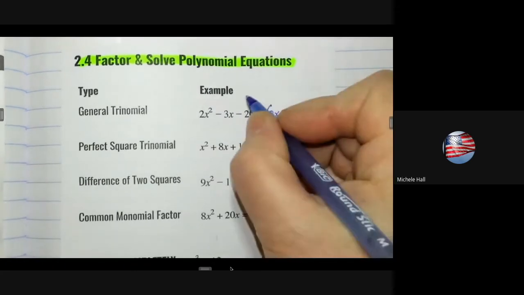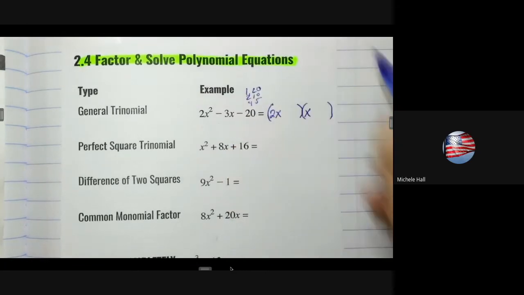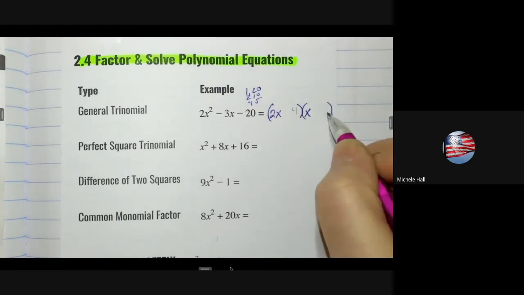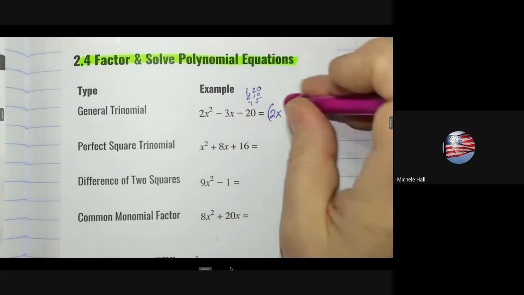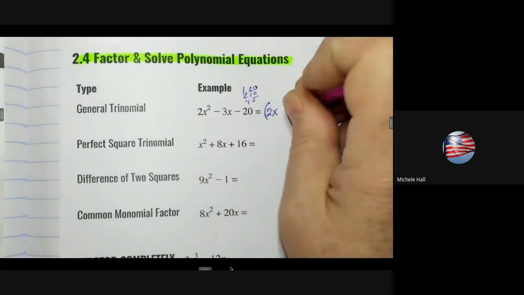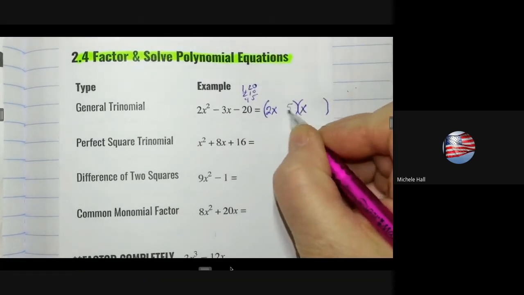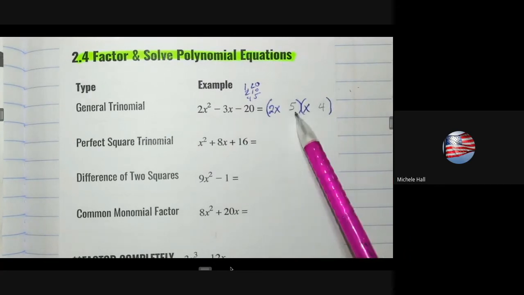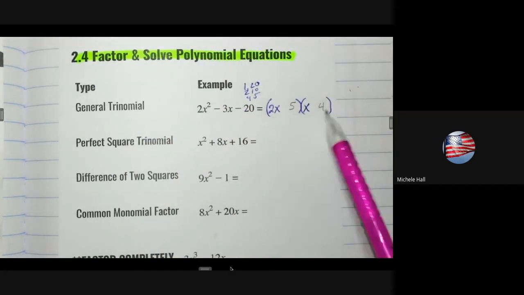Factors of 20 would be 1 and 20, 2 and 10, 4 and 5. Let's try 4 and 5. If I put 4 here and 5 here, I get 10 and 4. Doesn't work. So before I get rid of the 4 and 5, I'm going to switch them and put 5 here and 4 here. Now we have 2 times 4 is 8, and 5 times x is 5x.